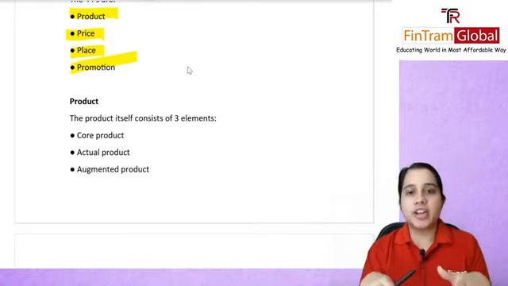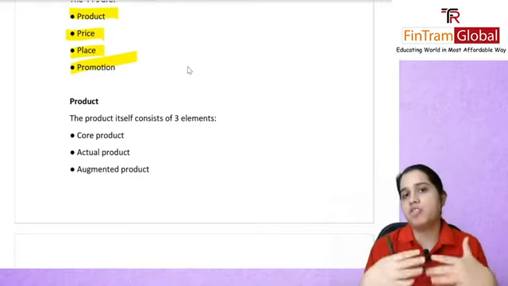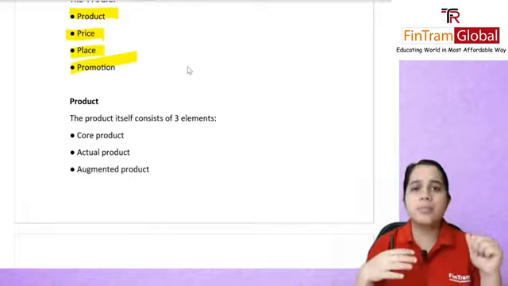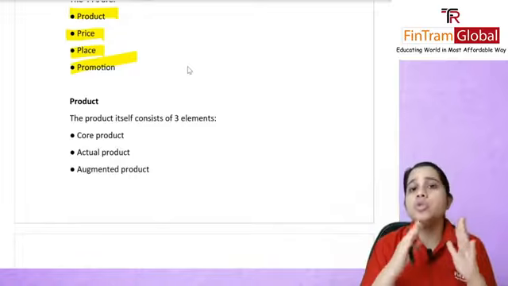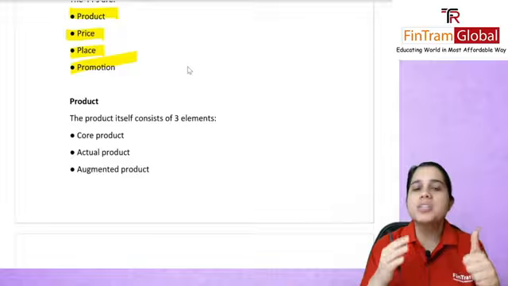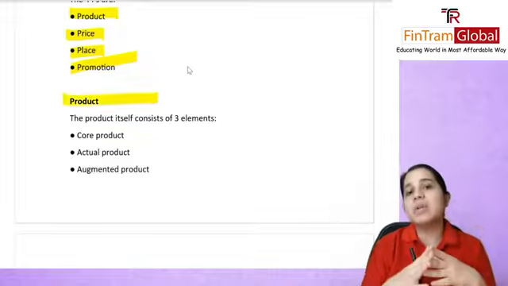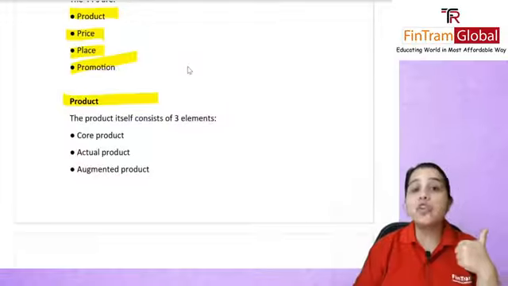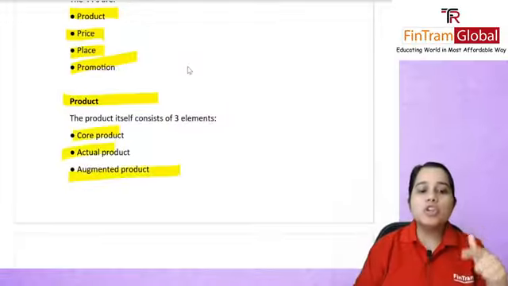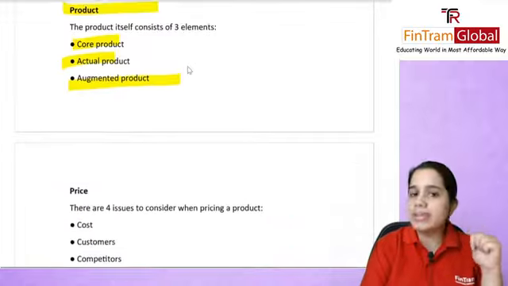Maybe they had stores, and they're shutting them down. So now they're changing their place of business. So you can get questions like that. So it's important to differentiate between these 4 P's, and how one is different from the other. First one is your product. This will consist of 3 elements. You have your core product, you have your actual product, and then you have your augmented product.